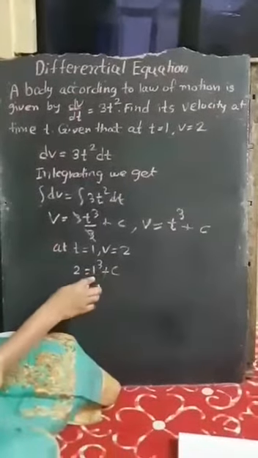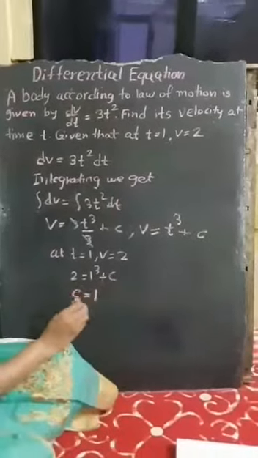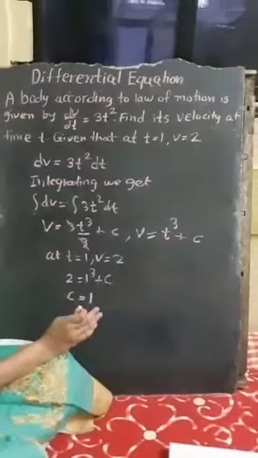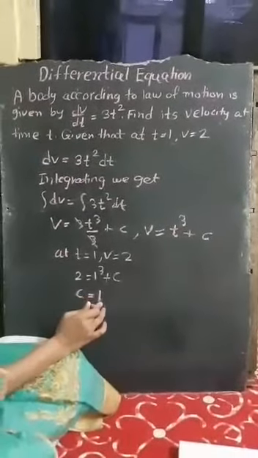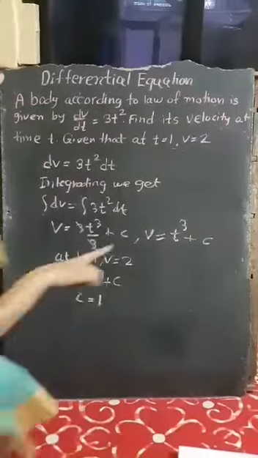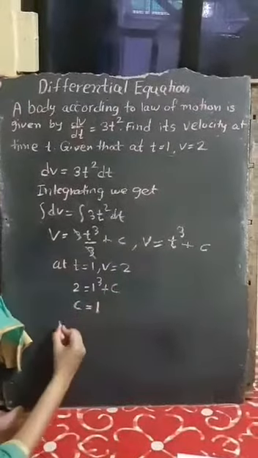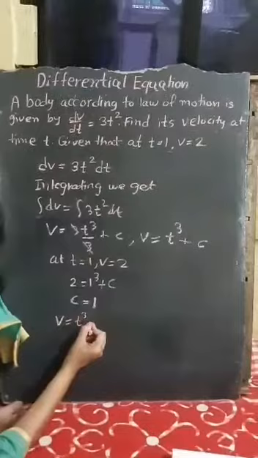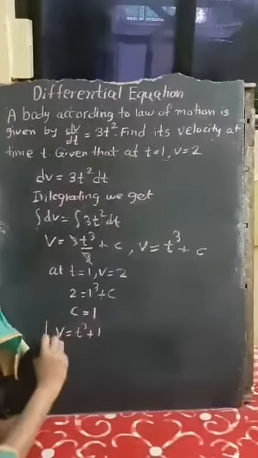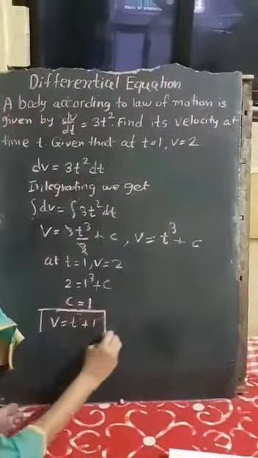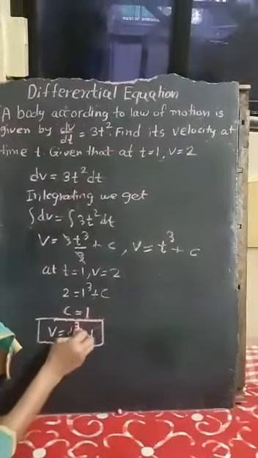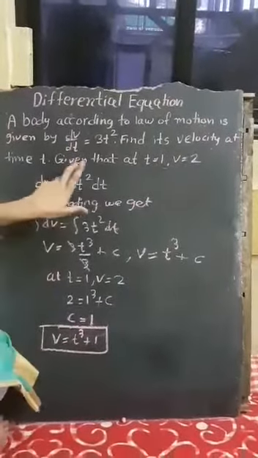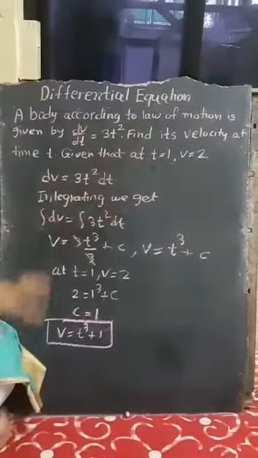1 cube is 1. So c will be equal to 2 minus 1. c will be equal to 1. Yes or no? Okay. So c is equal to 1. So now instead of plus c, what we have to say? It is v is equal to t cube plus 1. This is particular solution of the given differential equation along with boundary conditions.